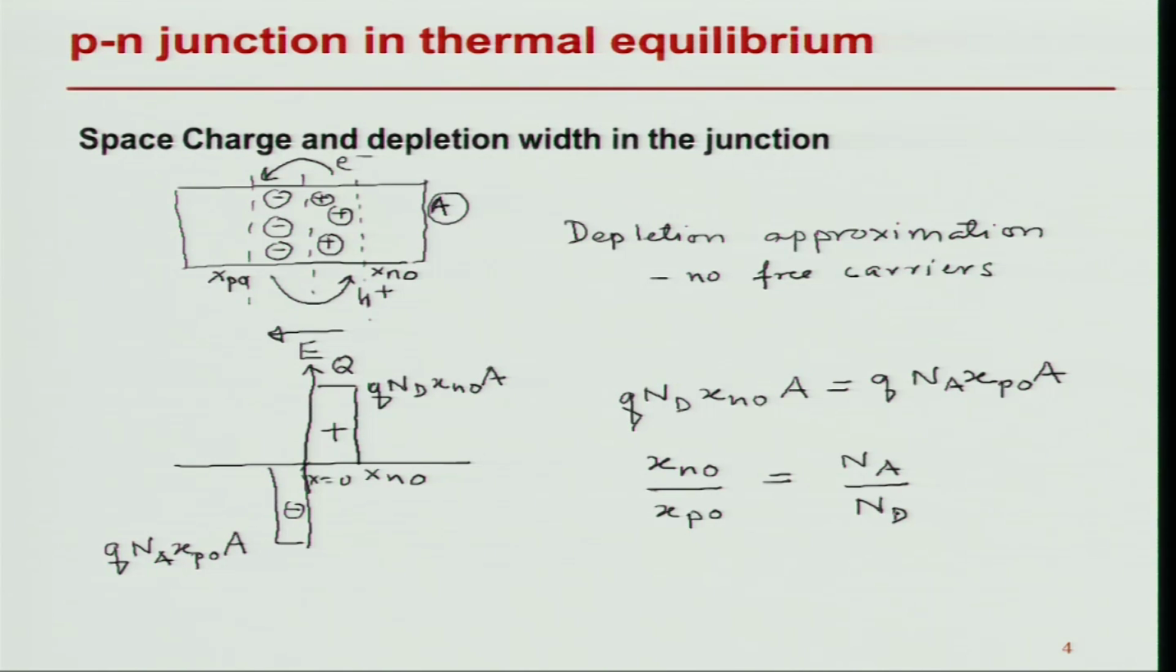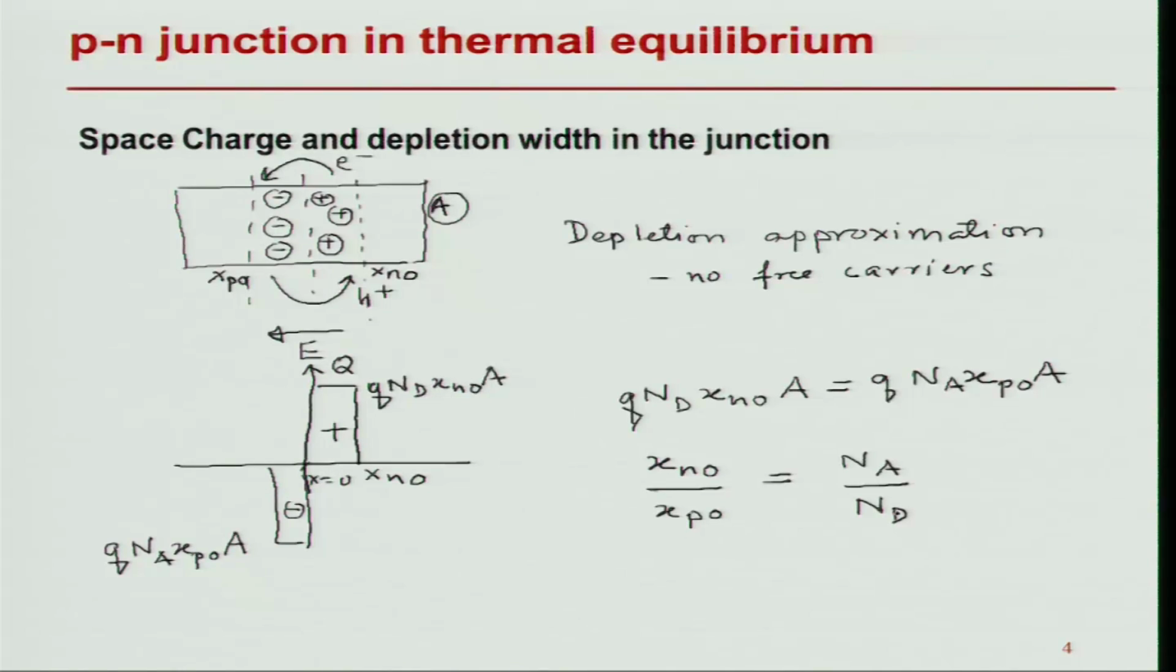Now, this is an interesting equation because it says that if I have high doping on one side, the depletion region on that side will be smaller. If I have lower doping, the depletion region will be larger. Interesting concept also for further application of devices. If I want large depletion width, I should have lower levels of doping. If I want a smaller depletion width, I should have high levels of doping. So, just from the considerations of space charge and depletion approximation, we can estimate the relative depletion width. And here I would also like to define the total depletion width of a p-n junction, which is nothing but x n 0 plus x p 0.